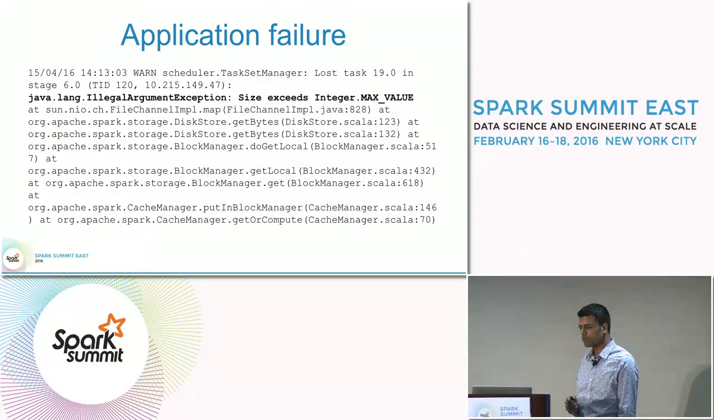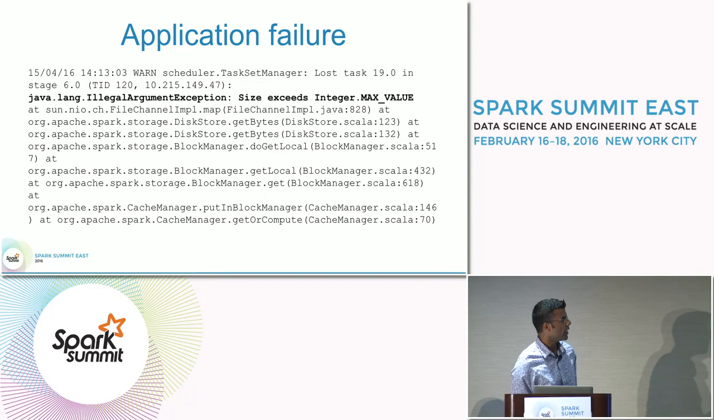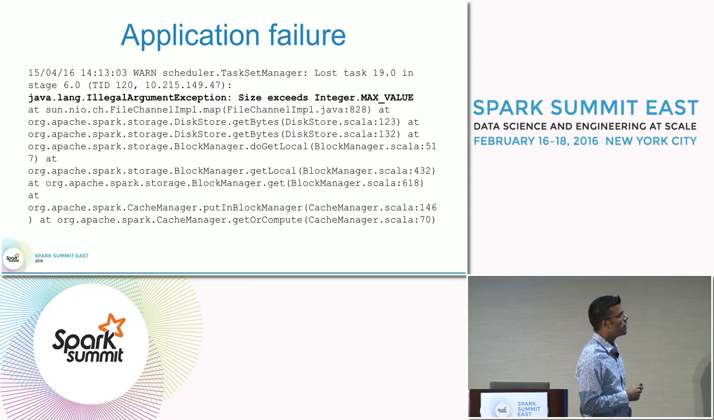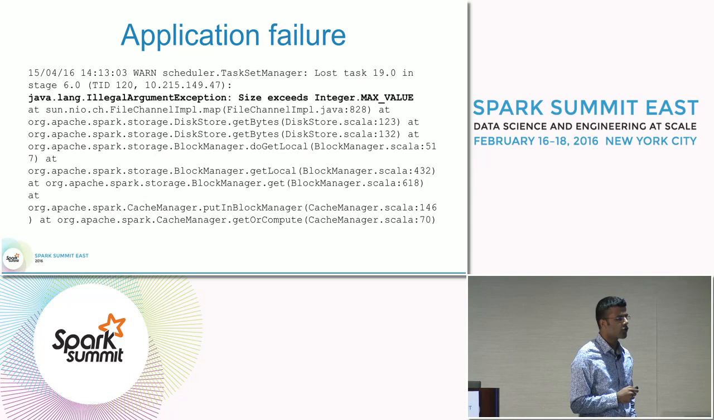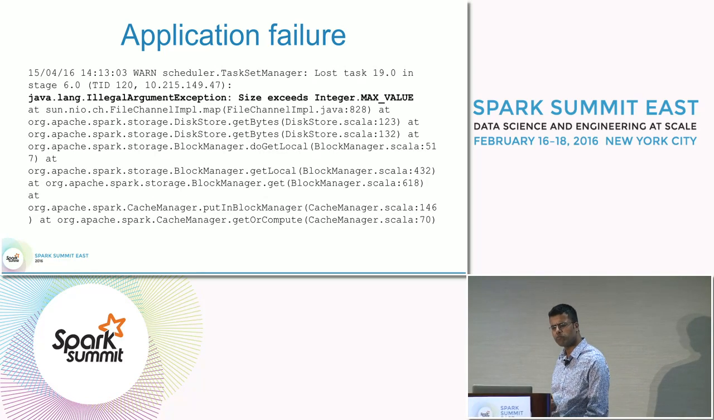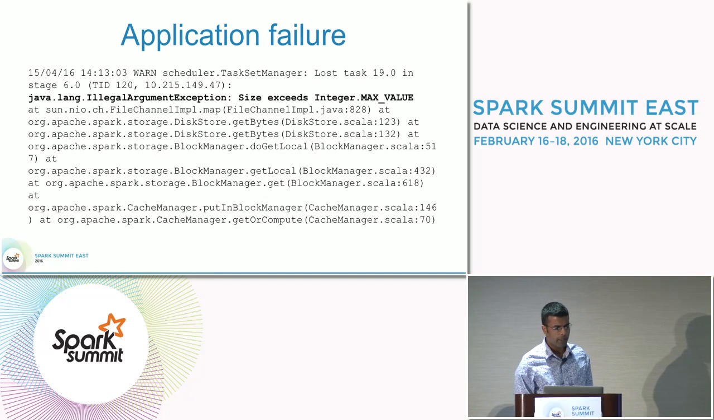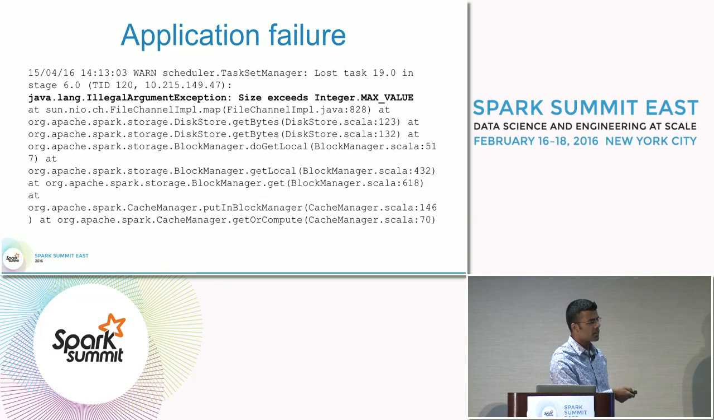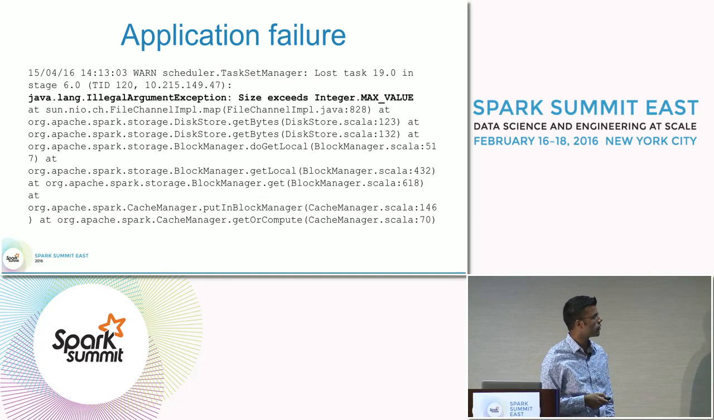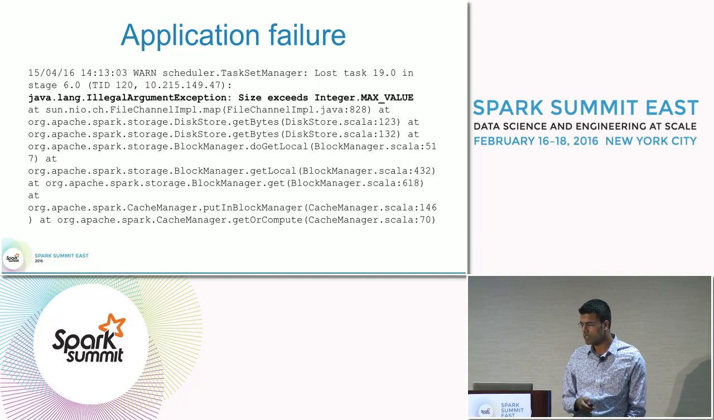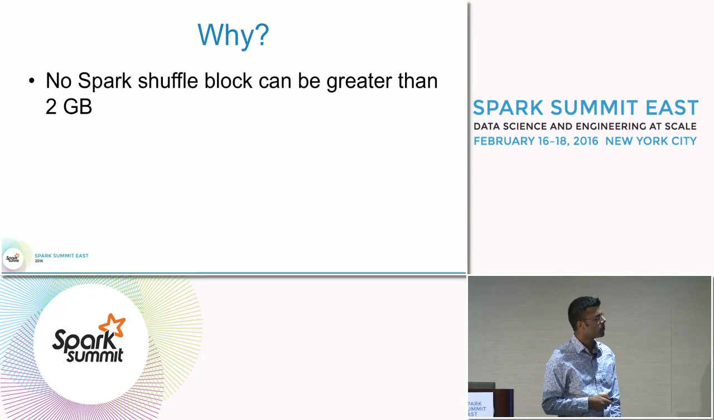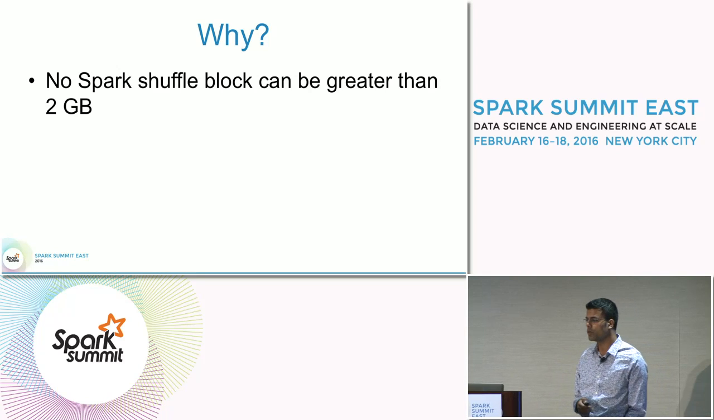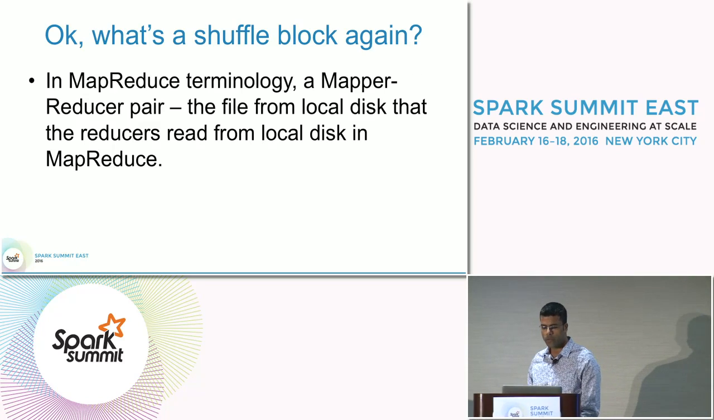Mistake number 2. You run your Spark application and you see this magical piece of text. Size exceeds integer max value, right? And you're like, I don't know what that comes from. And it turns out, if you notice the stack trace, it's not from your application. It's some code in internal Spark, and you try to guess where it's coming from. So why it's happening is that in Spark, you can't have a shuffle block that's larger than 2 gigs. And you ask, what's a shuffle block?